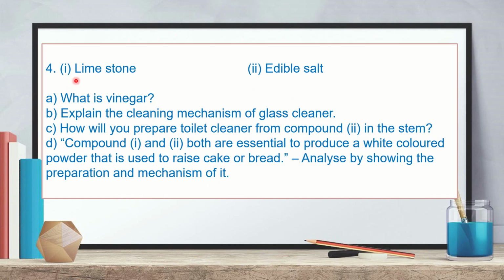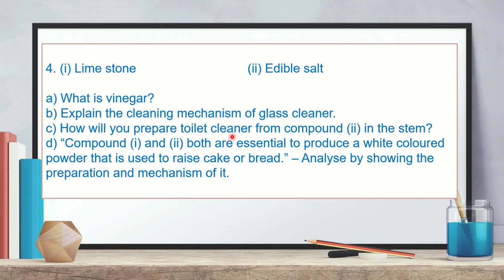Now, question number 4. In the STEM, there are limestone and edible salt. So the questions are, what is vinegar? Vinegar is a 6 to 10% aqueous solution of ethanoic acid. Explain the cleaning mechanism of glass cleaner. The cleaning mechanism of glass cleaner, you have to explain here.